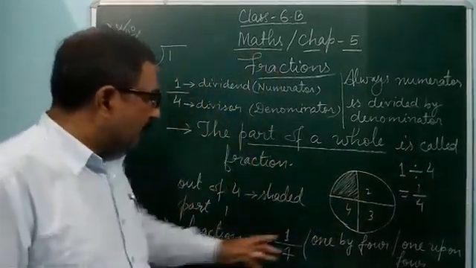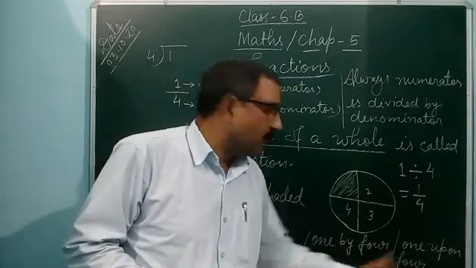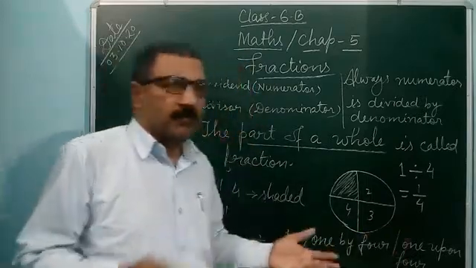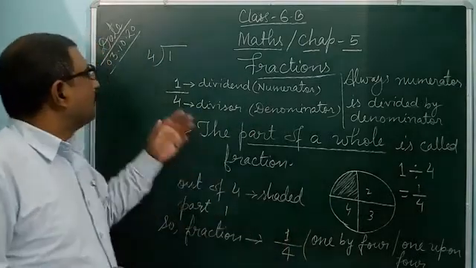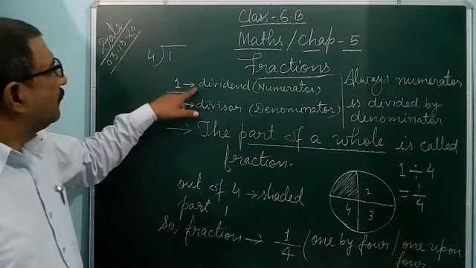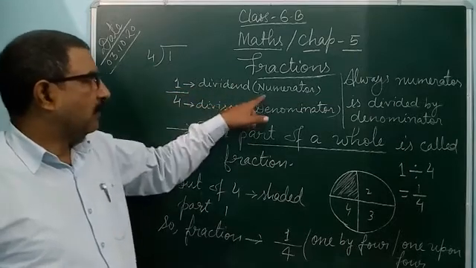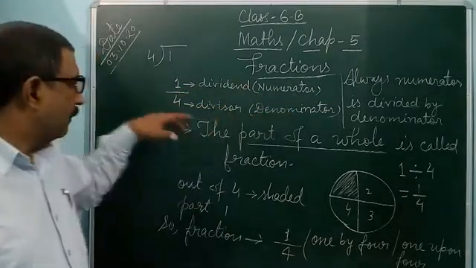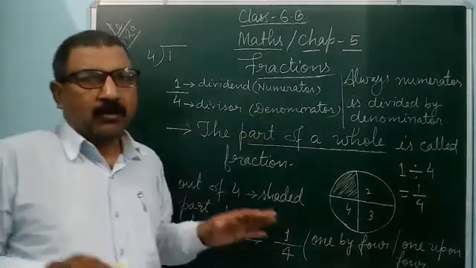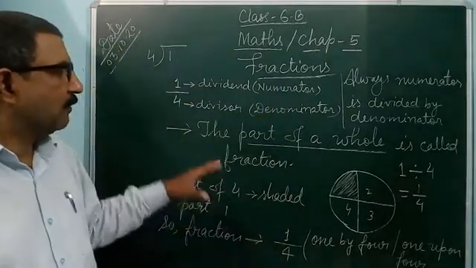You can read this fraction as 1 by 4 or 1 upon 4. 1 by 4 means the upper part is the dividend, which is called the numerator, and the lower part is the divisor, which is called the denominator. In this way you can understand what a fraction is.